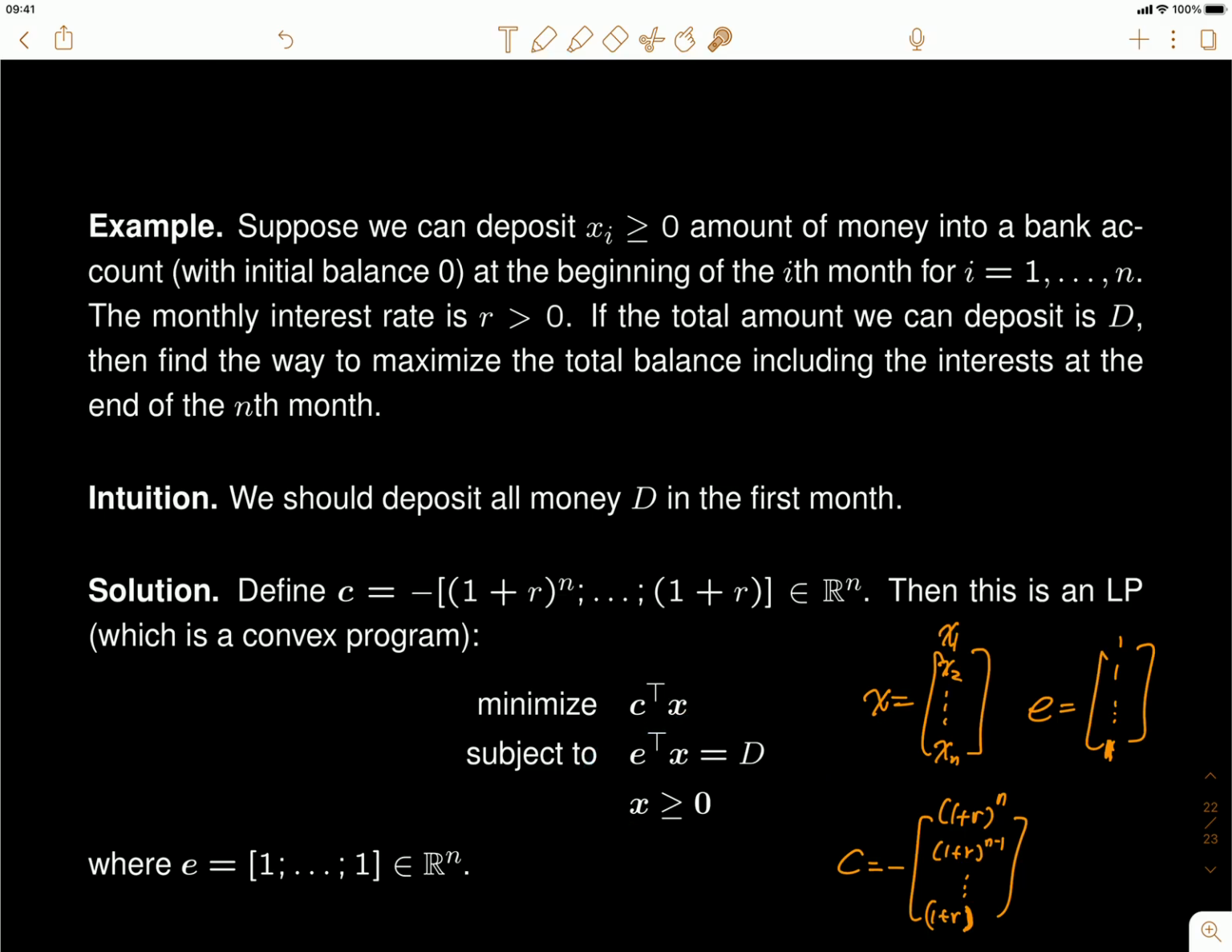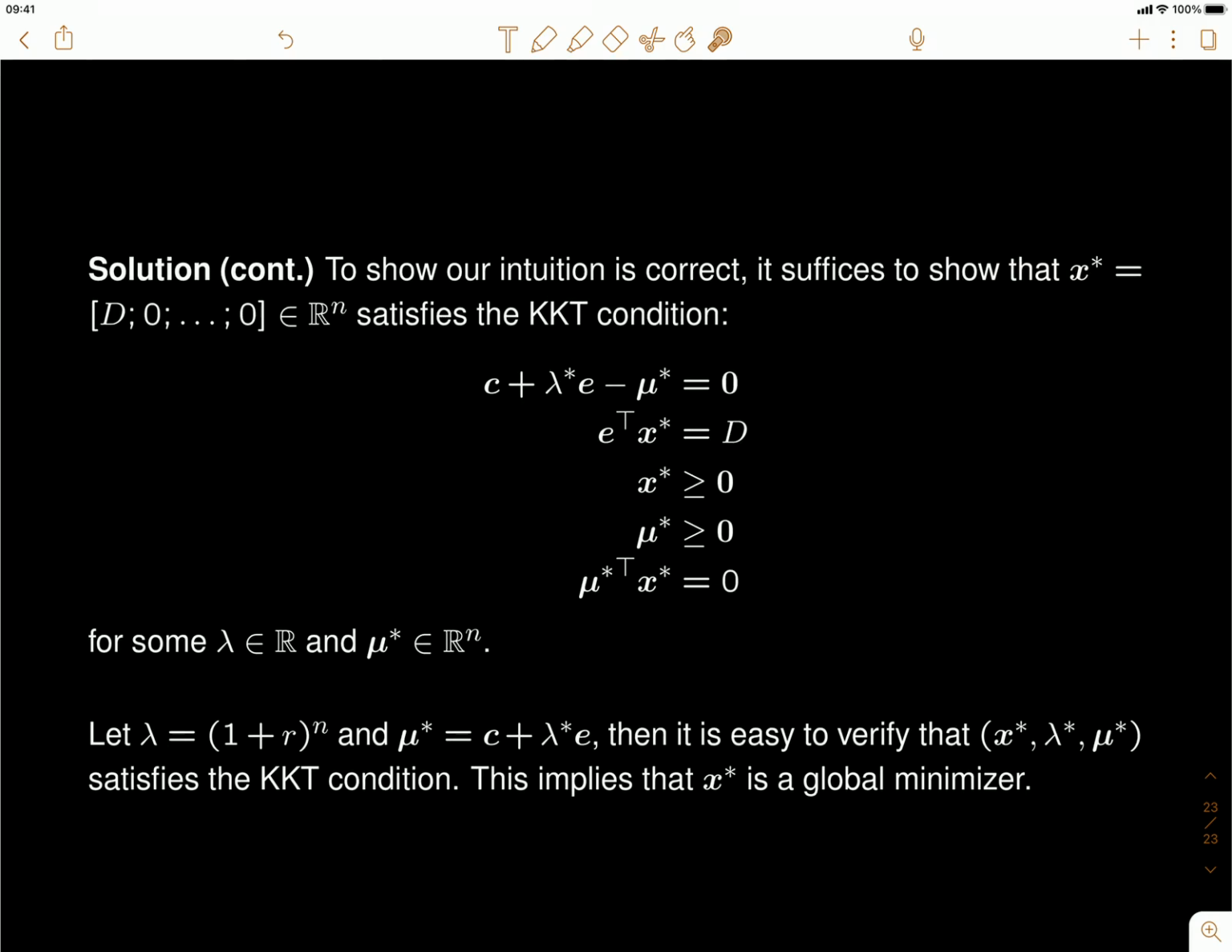Okay. So the setup is pretty clear, right? And this is apparently a convex optimization problem. This is actually a linear program. Okay, so instead of trying to solve it, let's see if our intuition at the beginning is correct, that we should deposit all the money in the first month, at the beginning of the first month.